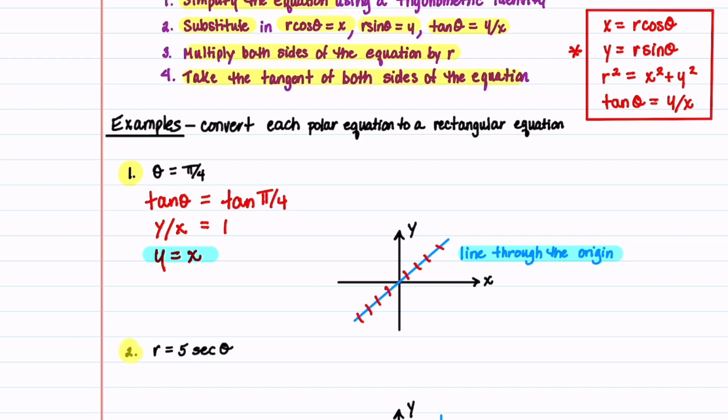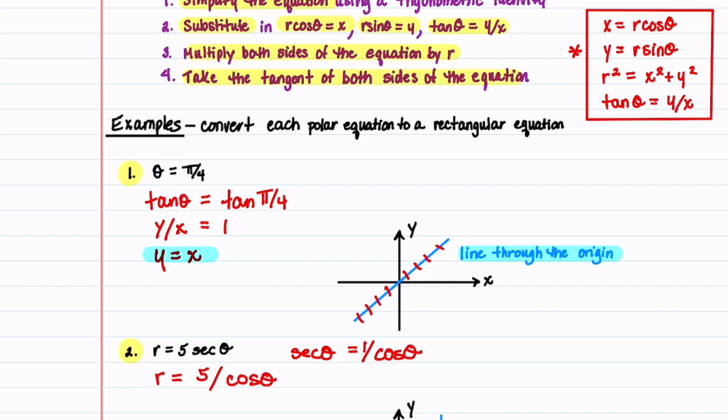Our second equation is r is equal to 5 secant theta. In our red box, we don't have an equation with secant in it, but we do have an equation with cosine in it. So we'll remind ourselves that secant theta is equal to 1 divided by cosine theta, and we can plug that in. This gives r is equal to 5 divided by cosine theta.